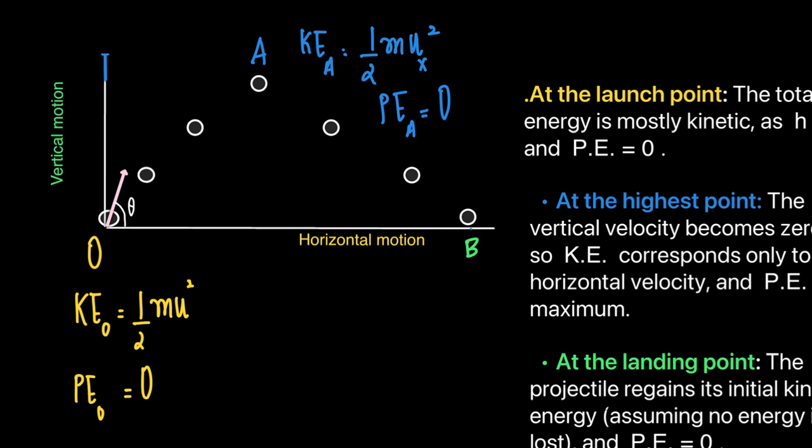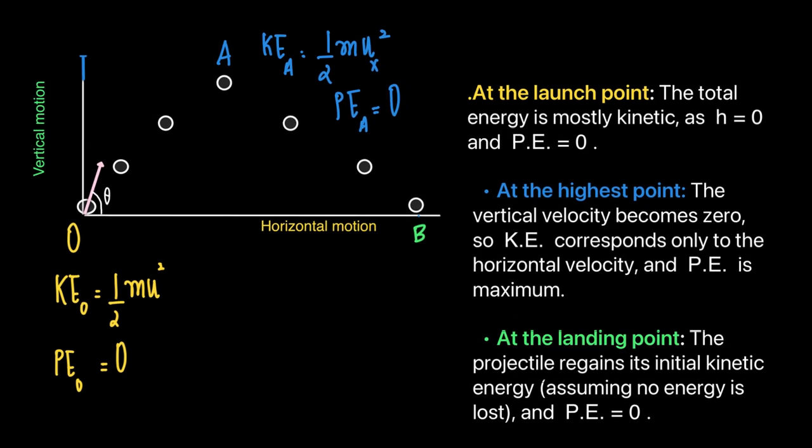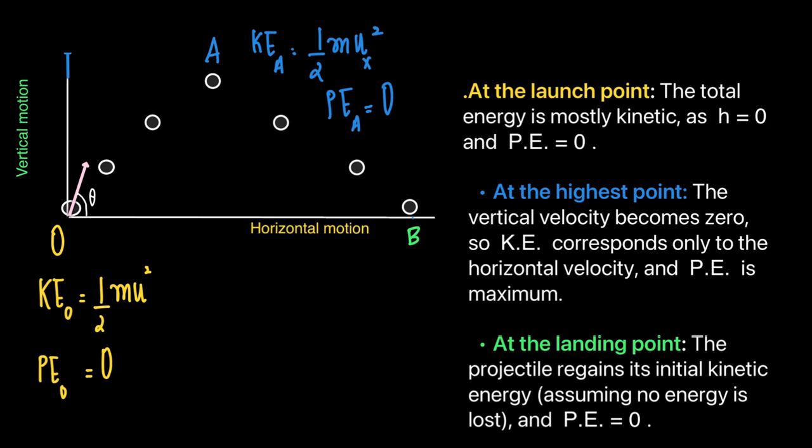We will first mark 3 points here: O, A, and B. O represents the point of launch, A represents the highest point, and B represents the landing site. Let us spend some time and understand the variation in kinetic and potential energy throughout this motion.